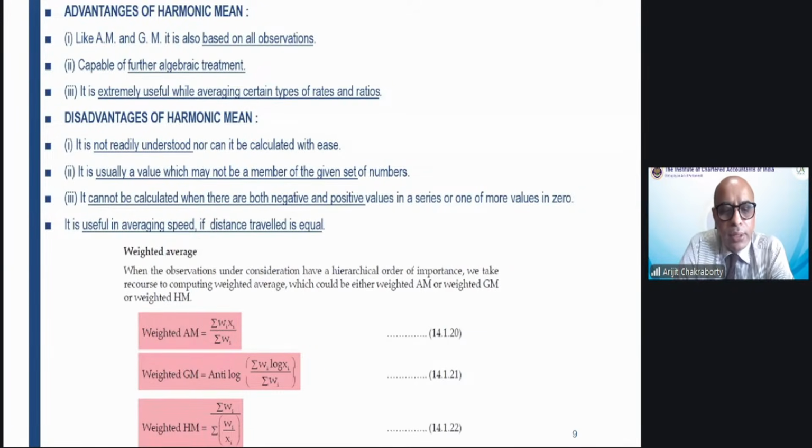Now we have the weighted average. As we saw in the case of weighted AM, it is sigma Wi xi divided by sigma W, where Wi are the individual weights which are given. In the case of weighted geometric mean, we have discussed a different approach. And for weighted harmonic mean, we have seen that in the numerator we will have the total weights, total frequency, that is sigma W, and in the denominator we will have W1 by X1, that is the frequency of the first variable divided by the first variable, plus the frequency of the second variable by the second variable, and so on.